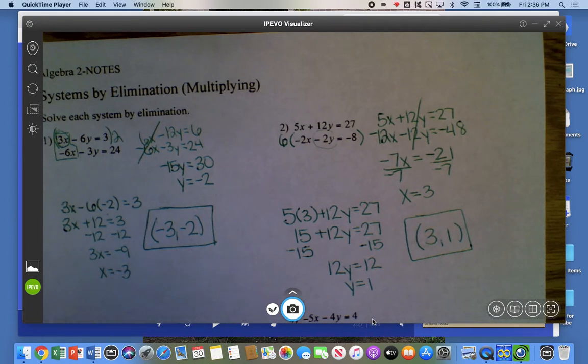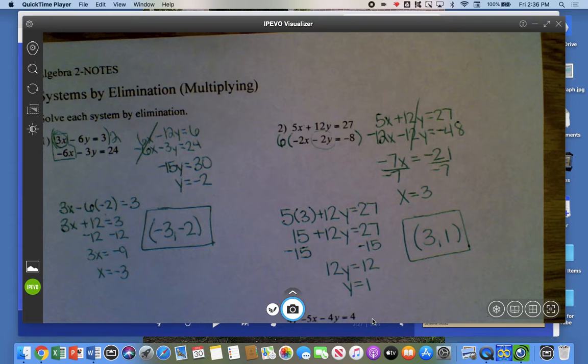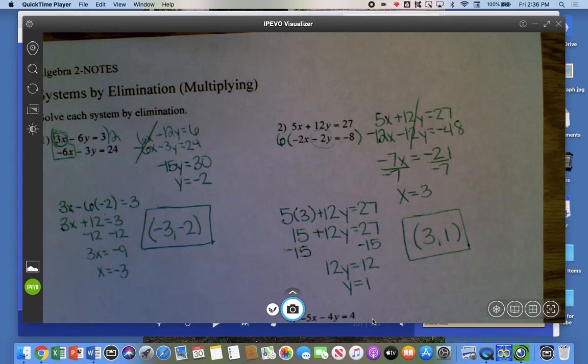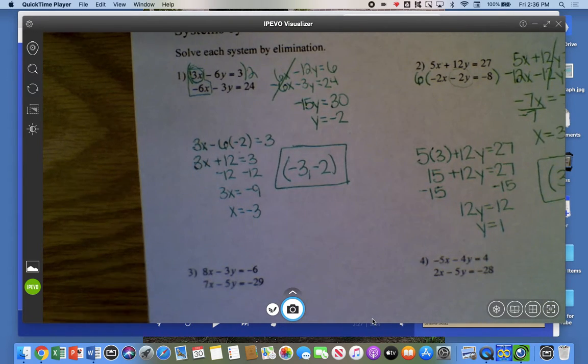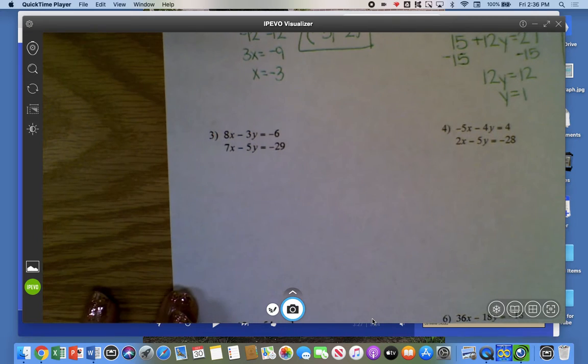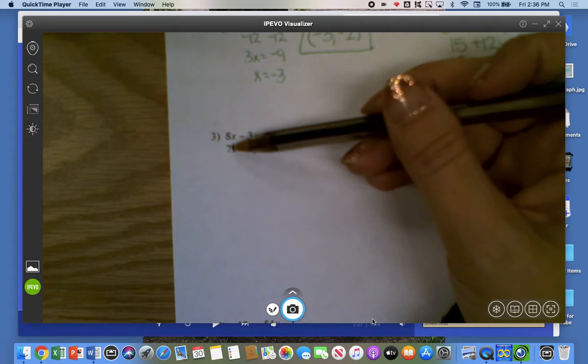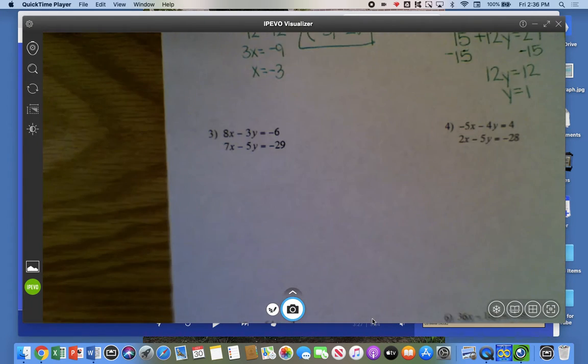All right, so we are going to do a couple more examples together, and then I'm going to give you a couple to try on your own. So the first example we're looking at is number 3. All right, these two numbers here, we want them to be opposites of each other.